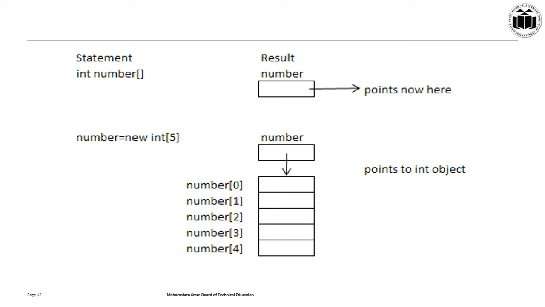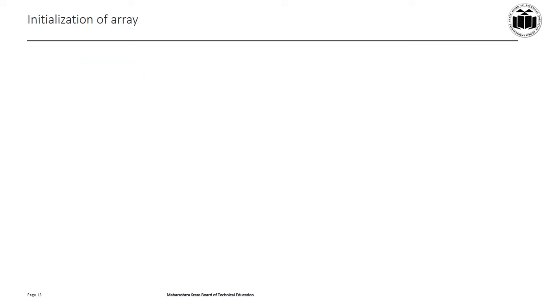Now this int[5] means what? 5 contiguous memory allocations I have reserved for the number. The data type of this number array is integer, and number[0], number[1], number[2], number[3] and number[4]. So these 5 memory locations I have reserved by using the new keyword.